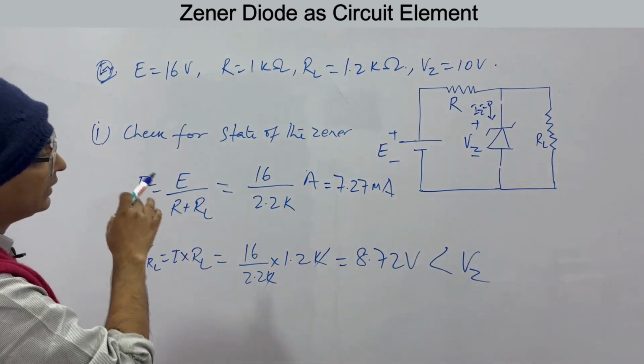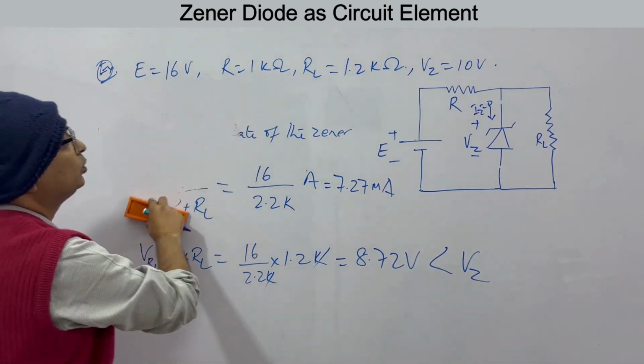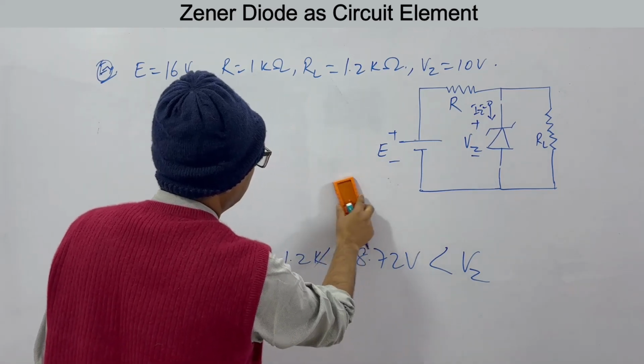Now, for the same circuit, if we change the value of RL to 3 kilo ohms, then what? Let's see.